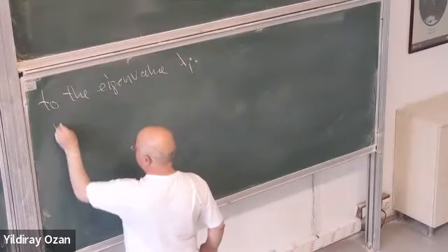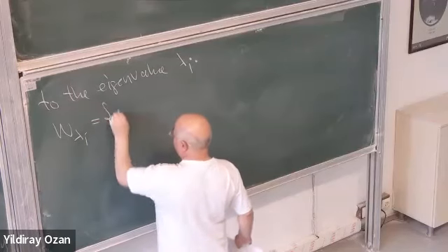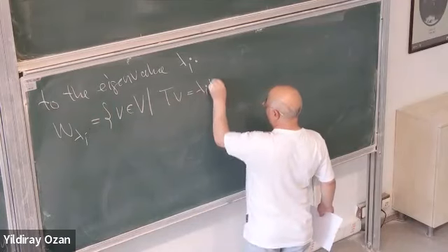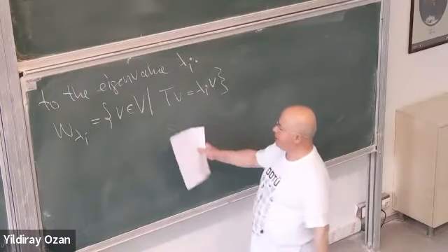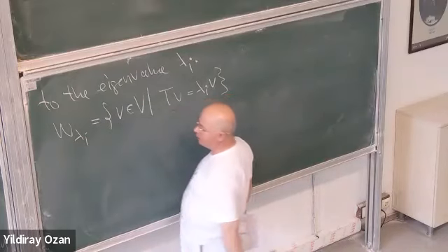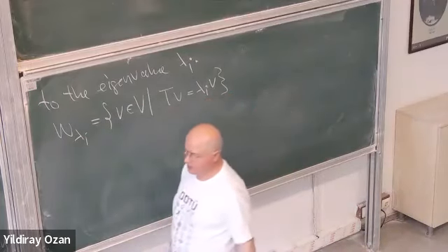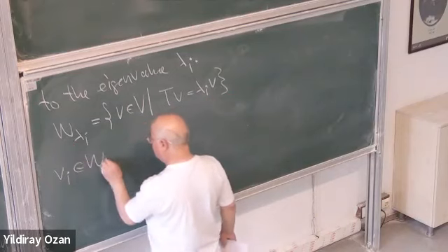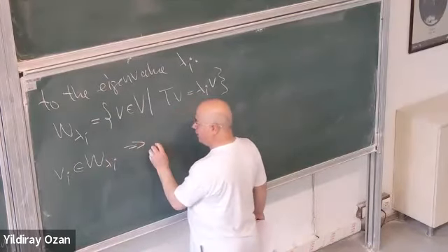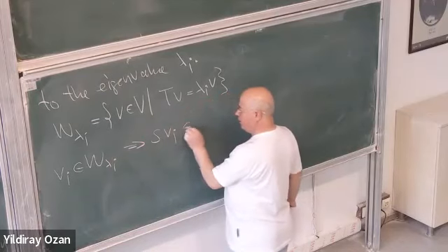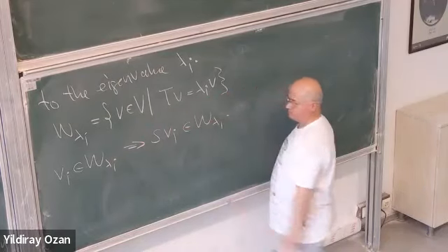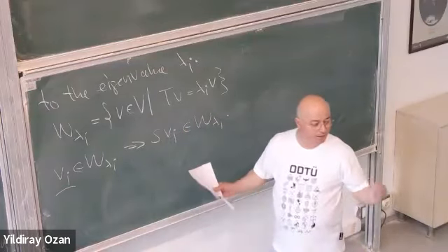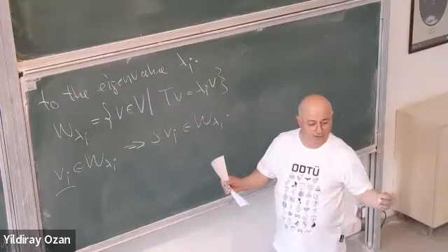So W lambda I is just this: the set of all vectors v so that T times v is just lambda I times v. Okay? The eigenspace of T corresponding to the eigenvalue lambda I. And what we have seen is the following. Vi lies in this subspace, and we have seen that S times Vi is also in this subspace. And these Vi are linearly independent vectors because they form a basis.